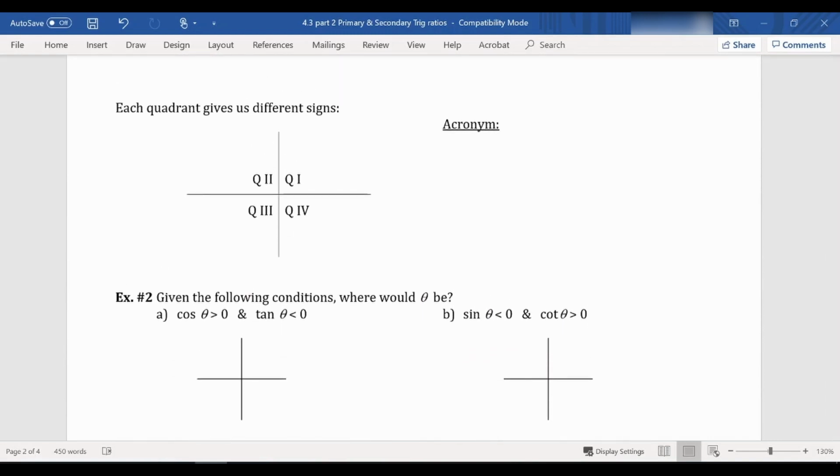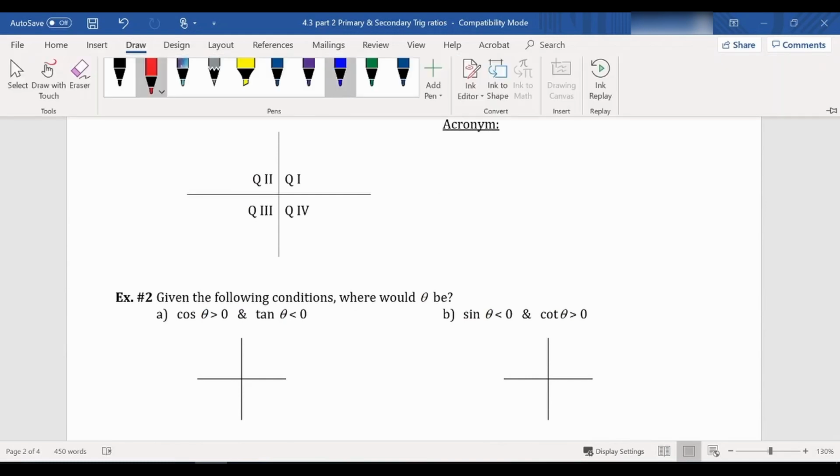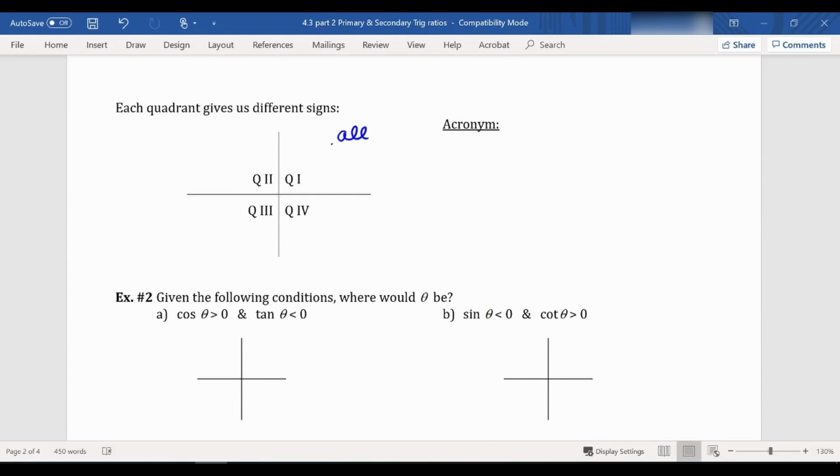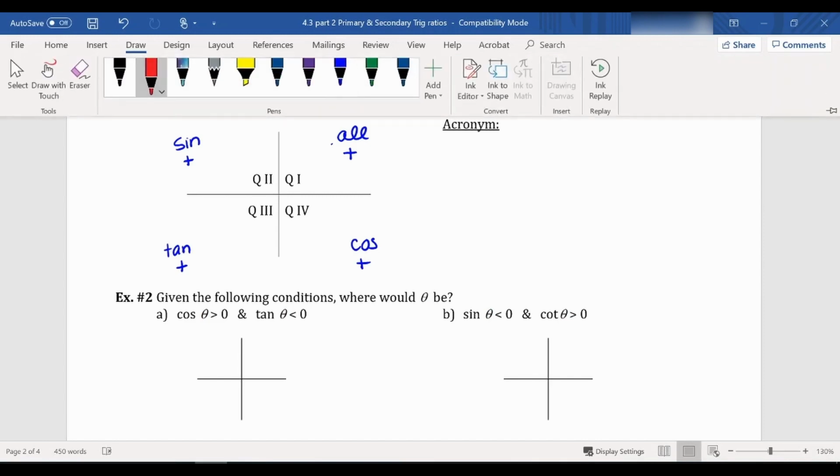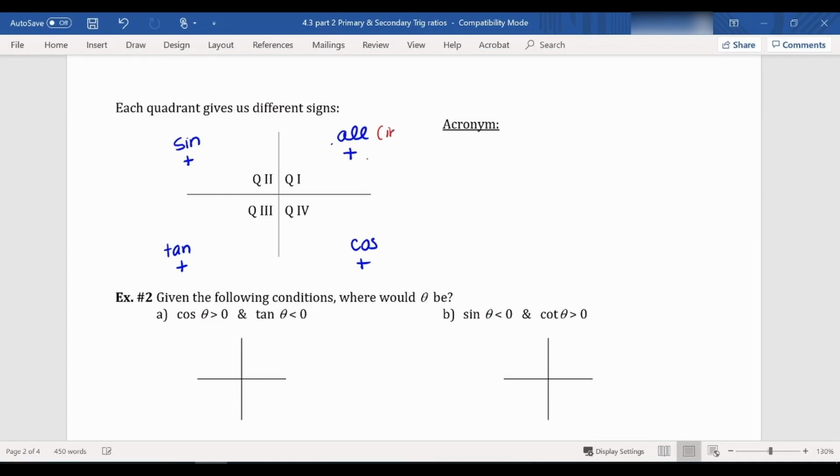So a reminder from Math 11 that each quadrant gives us different signs. In quadrant 1, all of our trig ratios are positive. In quadrant 2, just our sine trig ratio is positive. Quadrant 3 was just tangent, and quadrant 4 was just cosine. Now, these will also inform our reciprocal functions. So all includes reciprocal functions.